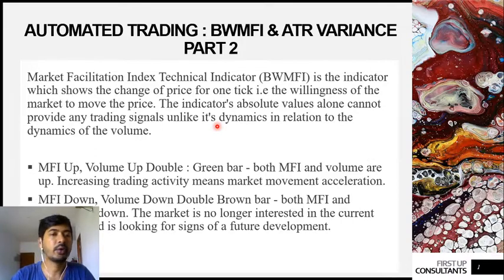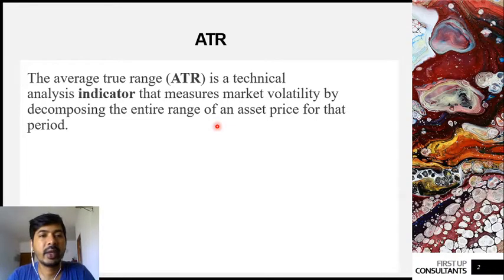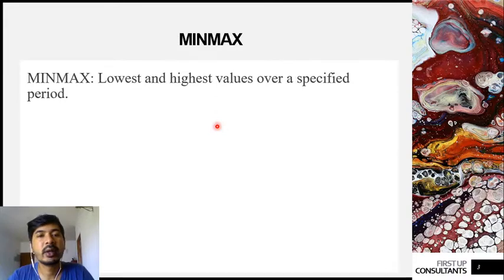I hope by now you are well familiar with the functionality of the MFI and the ATR. The ATR is utilized for optimizing purpose, and the min-max will guide us in determining the trend, whether it is uptrend or the downtrend. This is pretty simple, lowest and the highest values over a specified period of time.